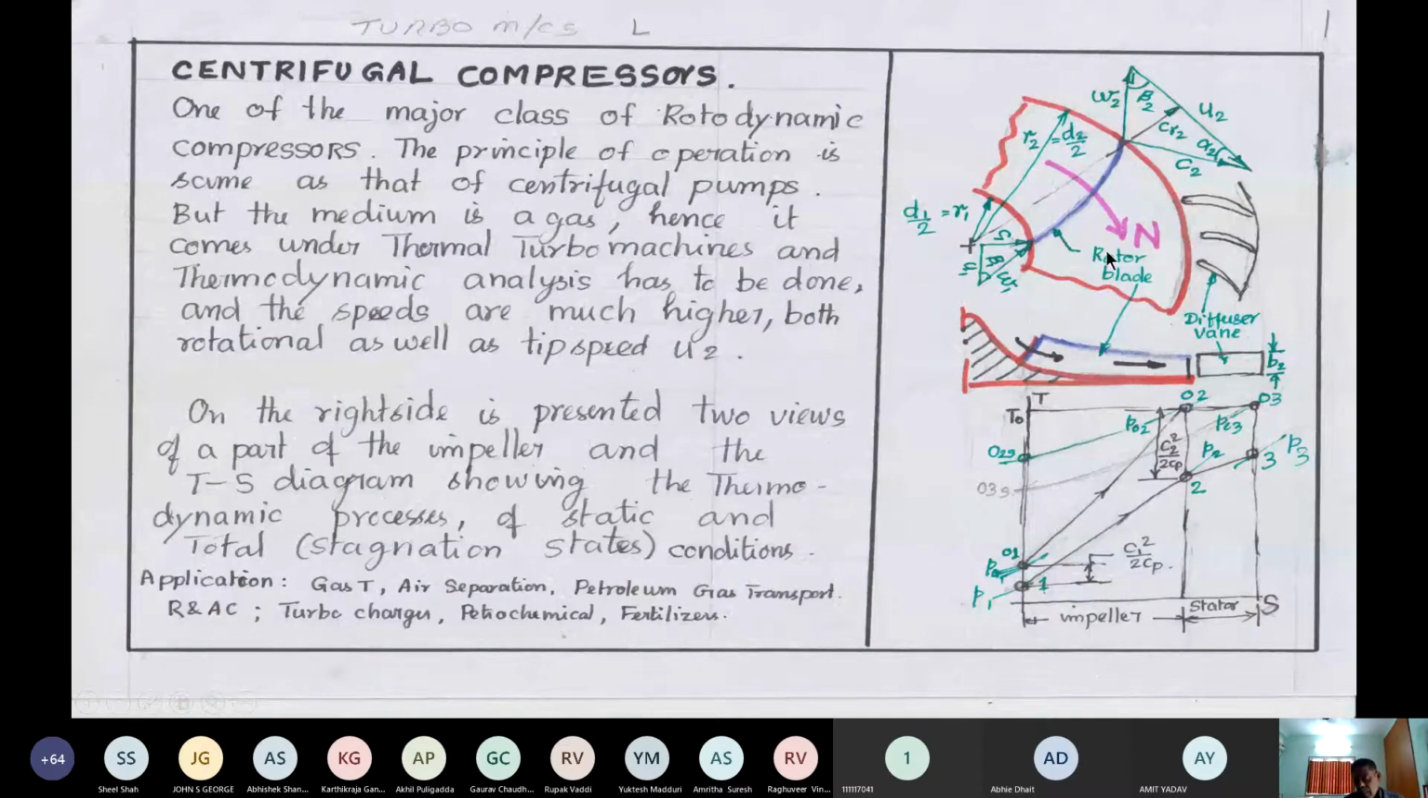Then you can see another view where the blade thickness is shown, and the flow is indicated. The vaneless space is also shown. Then the diffuser vane, and the vane width B2 is indicated here. And finally, the TS diagram, the thermodynamic process. At inlet you have condition 1 and 0 1. 1 is the static condition, 0 1 is the stagnation condition at inlet. The pressures are P1 and P01.